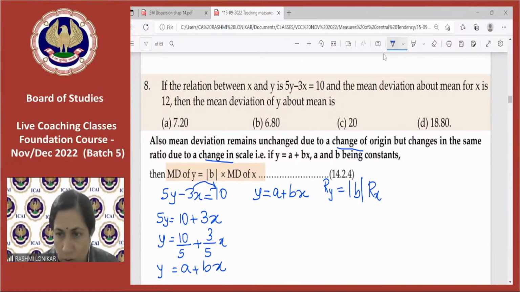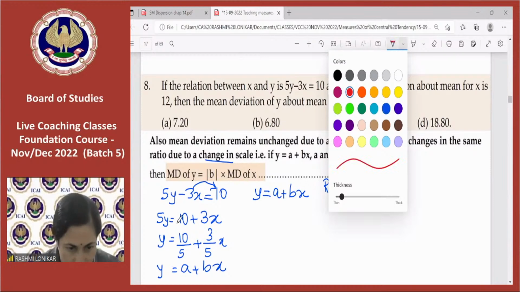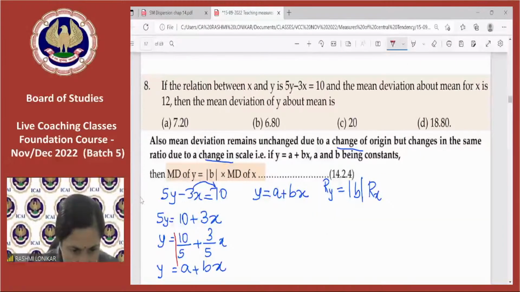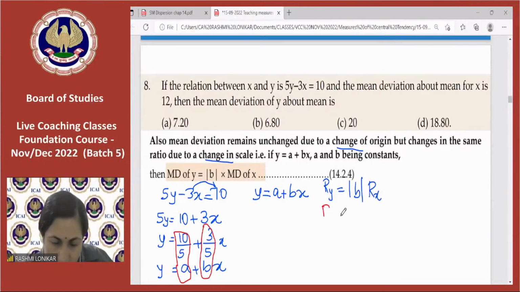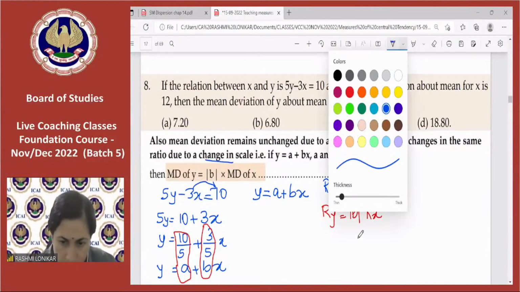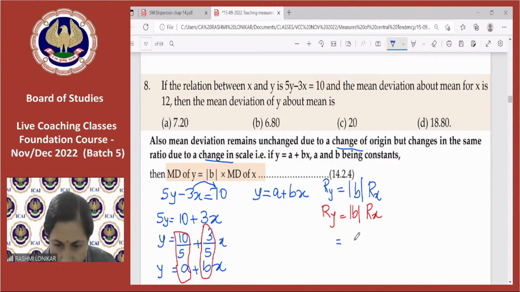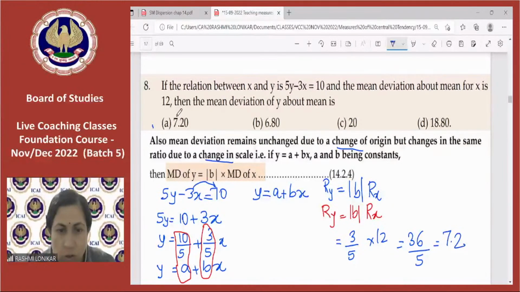Okay. So my a is equal to 10 upon 5 and my b is equal to 3 upon 5. So my Ry, which is equal to mod b into Rx, becomes: b is 3 upon 5, Rx is 12. So this is 36 upon 5, which is equal to 7.2. So the answer will be A, 7.2.